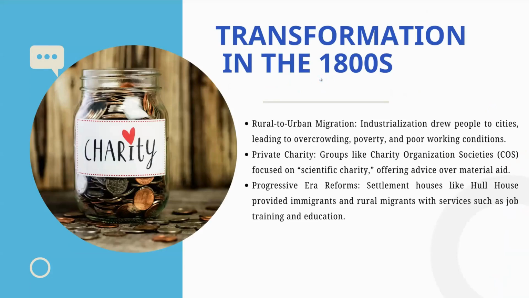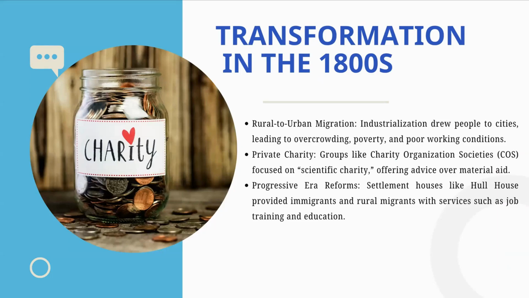So here we go into the transformation which happened in the 1800s. As America industrialized in the 19th century, rural to urban migration caused overcrowding, poverty, and poor working conditions in cities. This shift gave rise to private charities like the Charity Organization Society, which championed scientific charity, which offered advice rather than material aid.